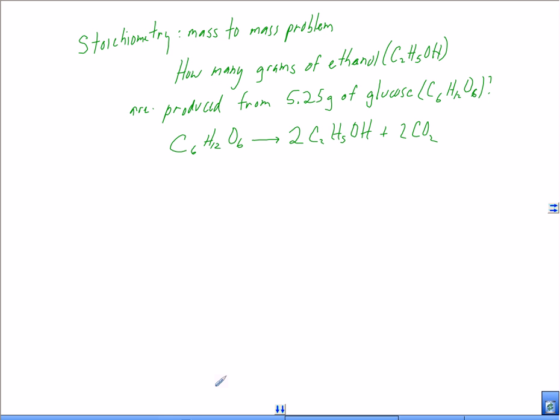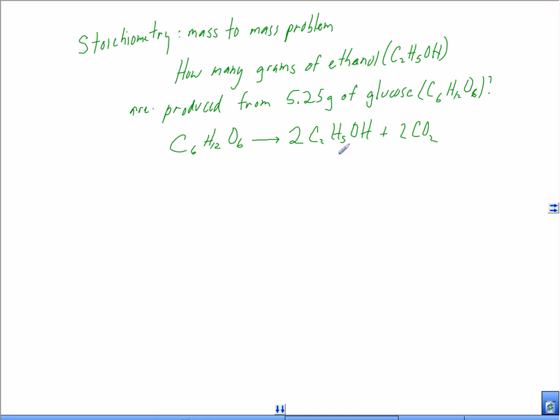Alright, this stoichiometry problem is called a mass-to-mass problem, and the reason it's called mass-to-mass is because we're given grams of one item, and we're asked to solve for grams of something else. So when I read through, I see how many grams of ethanol, C2H5OH, are produced from 5.25 grams of glucose.